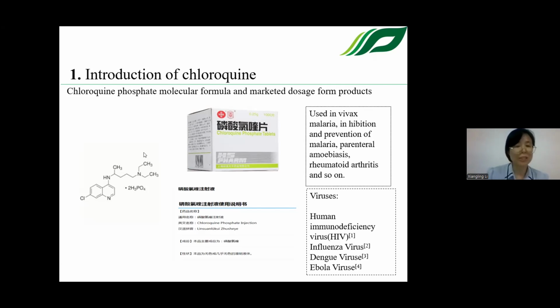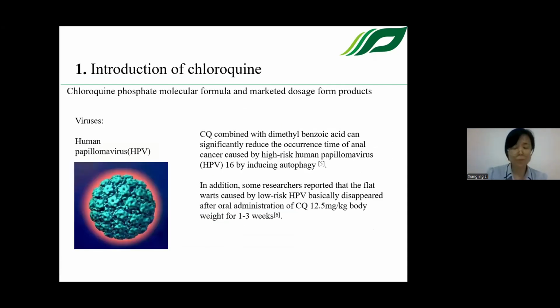However, about HPV, there are also many reports illustrating that CQ can significantly reduce the occurrence time of anal cancer caused by high-risk HPV 16 by inducing autophagy. In addition, some researchers reported that warts caused by low-risk HPV basically disappeared after oral administration of CQ for 1 to 3 weeks.